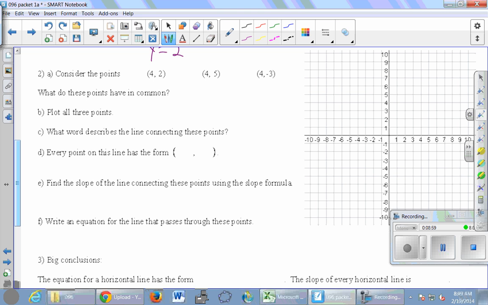In number 2, we'll talk about vertical lines. So taking a look at these 3 points, (4, 2), (4, 5), and (4, -3). What do they have in common? Which one is 4? X is 4. Go ahead and plot all 3 of those points. And then connect the dots with the line.